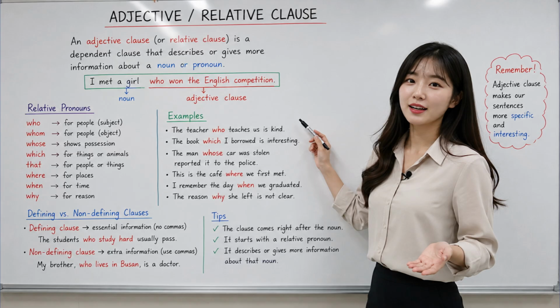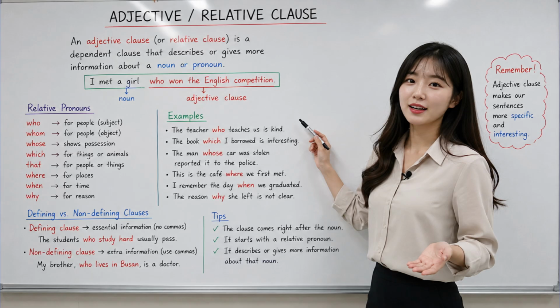And that's all for today's lesson on adjective relative clauses. I hope you now have a much clearer understanding of how adjective clauses work and how you can use them to make your English more natural, fluent, and effective. Remember, grammar isn't something you master overnight. It takes regular practice, so don't be discouraged if you make mistakes. Every sentence you write and every conversation you have is another opportunity to improve.